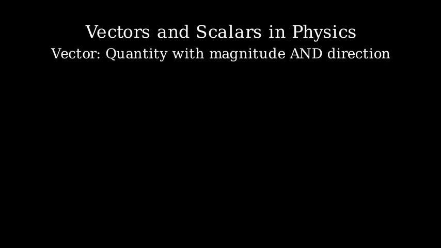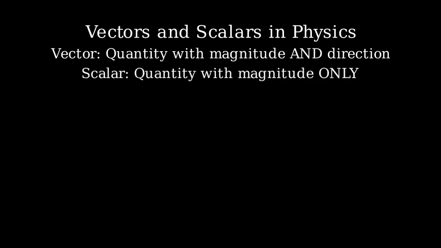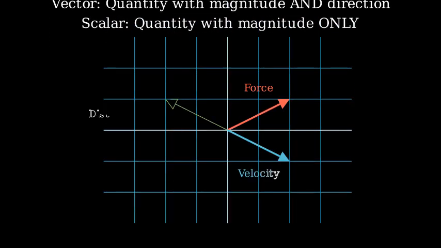Welcome to our comprehensive lesson on vectors and scalars in physics. These are fundamental concepts that help us describe physical quantities in the universe. Let's start with the definitions. A vector is a quantity that has both magnitude and direction, while a scalar is a quantity that has only magnitude.